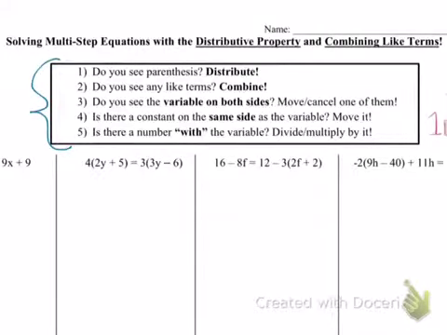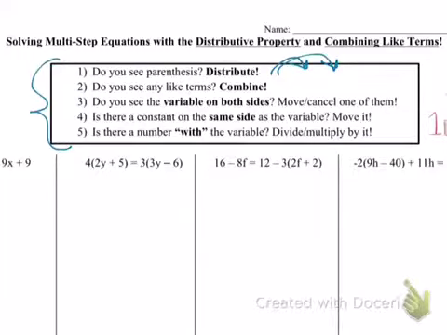So the first step, do you see parentheses? If you see any parentheses, we're going to make sure that we distribute. Okay, remember the number on the outside, we're going to multiply times everything on the inside. So we're going to draw those arrows and we're always multiplying.